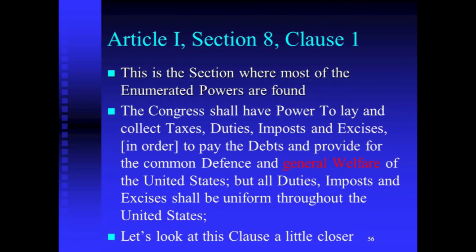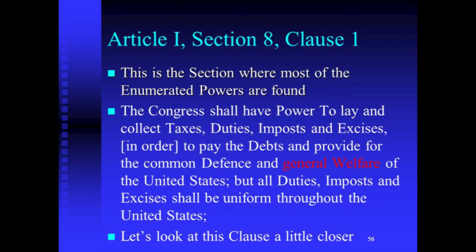That's because the House is the closest to the people. The thing that can harm us more than anything is to get into our pocketbook. So that's why it has to be the House that initiates these things. Very important principle to remember. Article 1, Section 8, Clause 1. This is a section where most of the enumerated powers are found. The Congress shall have the power to lay and collect taxes, duties, imposts, and excises. And I added an order there because I believe it makes it a little clearer. We'll come back to that in a moment.